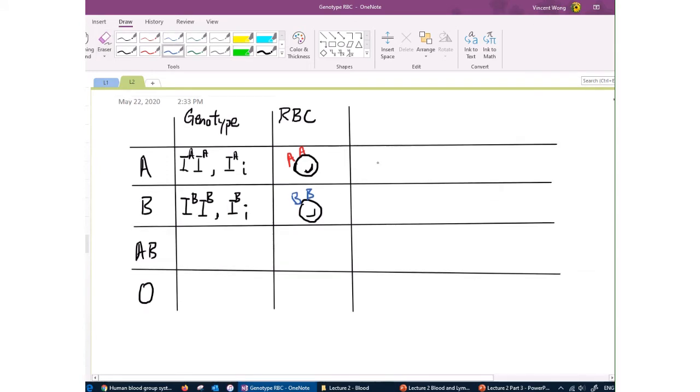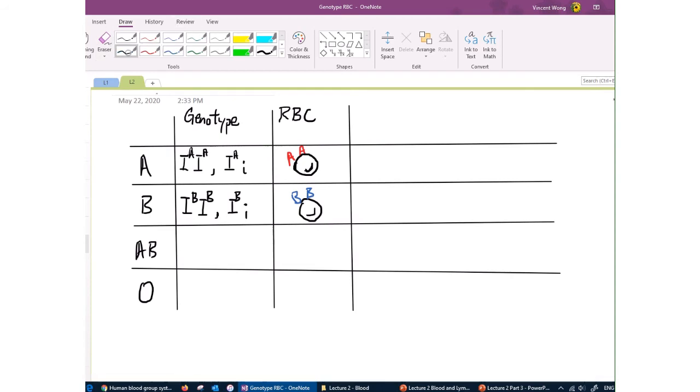Right? Next, we have AB. So the only way for you to be an AB person is if you have IAIB, right? You have one of each of the alleles. So having the IA allele will allow you to make antigen A and put it on the surface, and having the IB allele will allow you to make antigen B to put it on the surface. And if you have both antigen A and B on your RBC, then your blood type will be AB.